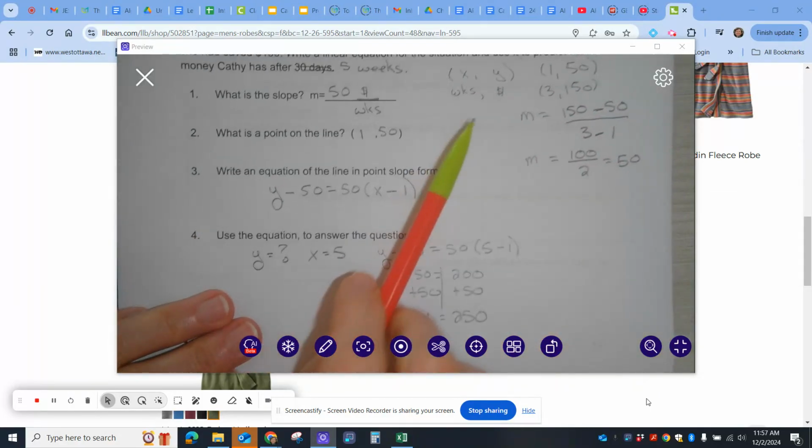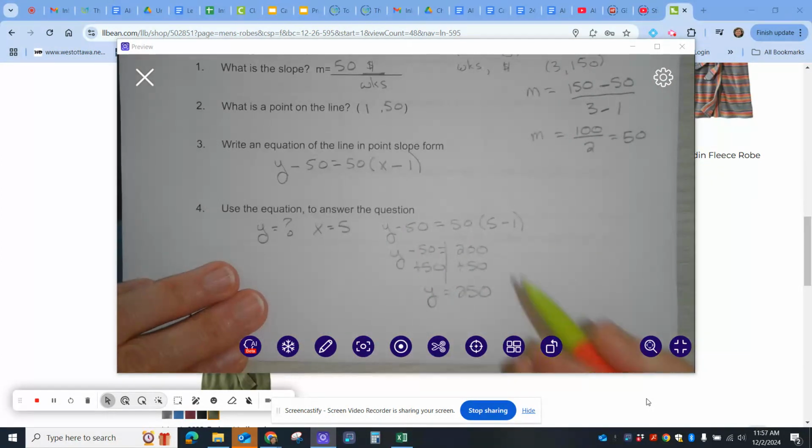What are these again? See how helpful it is if you wrote it up here? Oh, these Y's are dollars, so my units here are just a dollar sign.